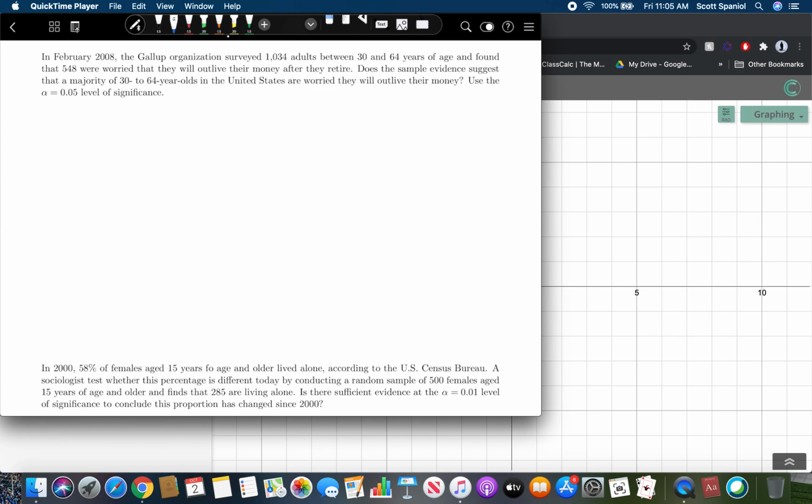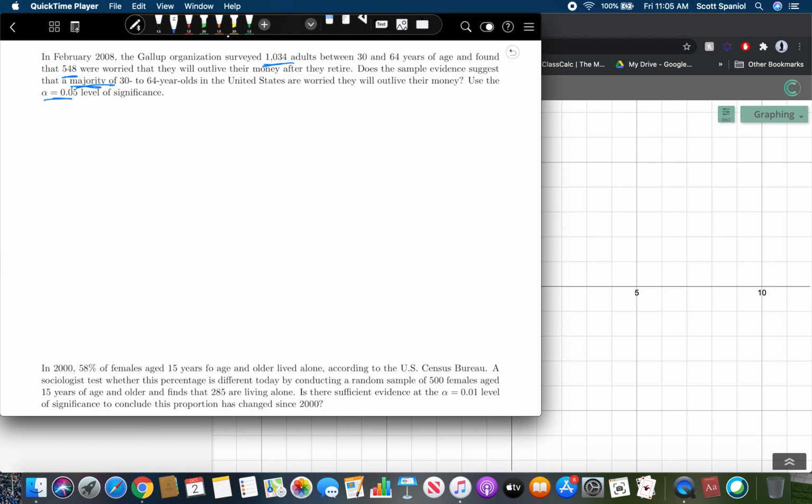So in February 2008, the Gallup organization surveyed 1,034 adults between the ages of 30 and 64 years of age and found that 548 were worried that they will outlive their money after they retire. Does the sample evidence suggest a majority of 30 to 64 year olds in the United States are worried they will outlive their money? Use the alpha equals 0.05 level of significance.